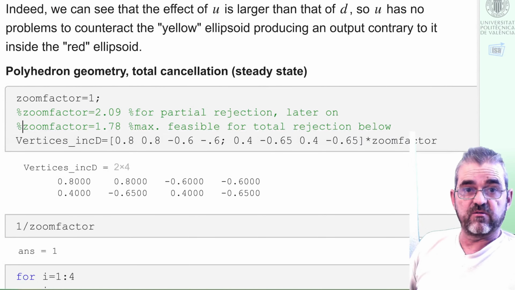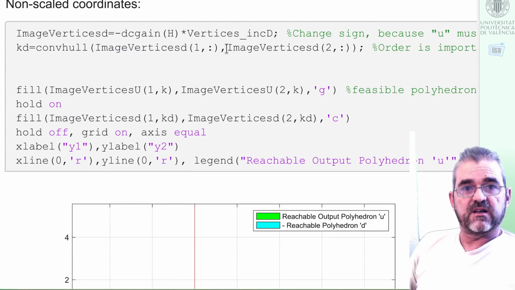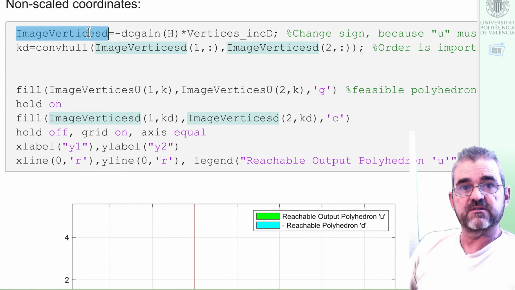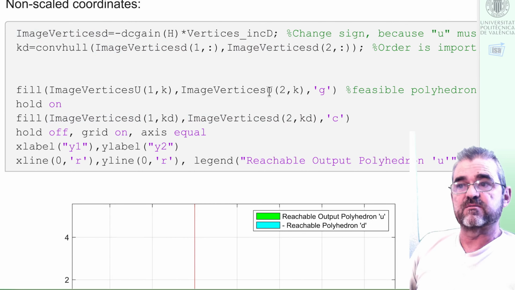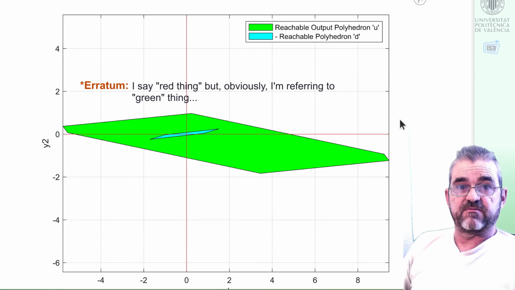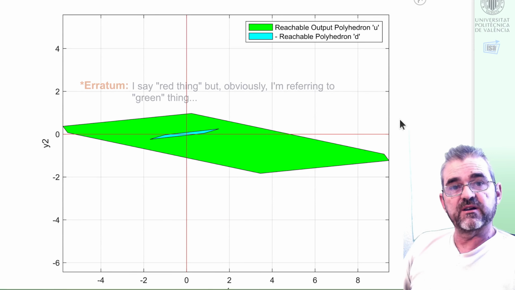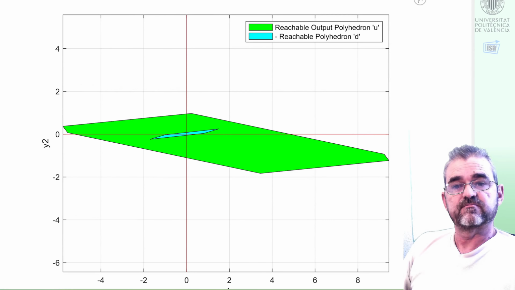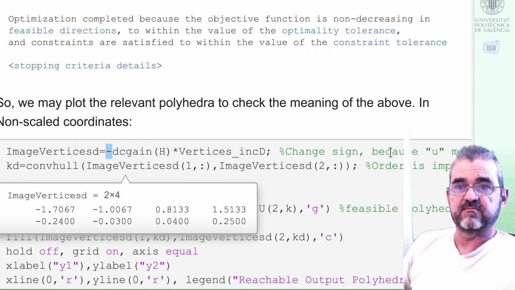Nevertheless, I will execute again with zoom factor 1, and now if you analyze this code, I put the extreme disturbances times the DC gain matrix to get the image vertices, and then I plot that polyhedron in cyan and the reachable polyhedron in output space in green with the manipulated variables. So here we have this, and of course, as the red one is larger than the cyan one, then we can cancel those output increments. I change sign here because my input must compensate the output increments with opposite sign.